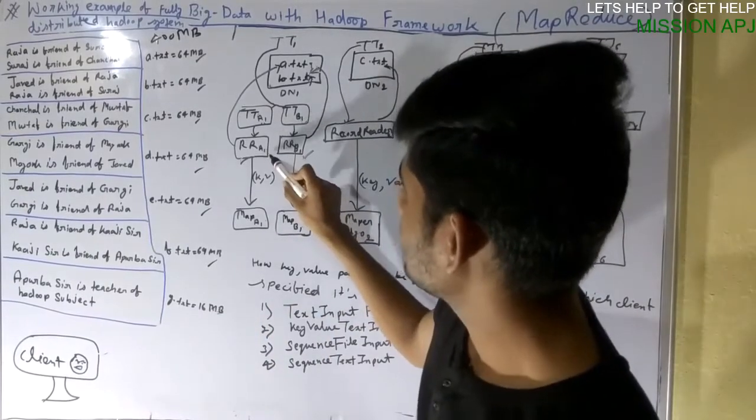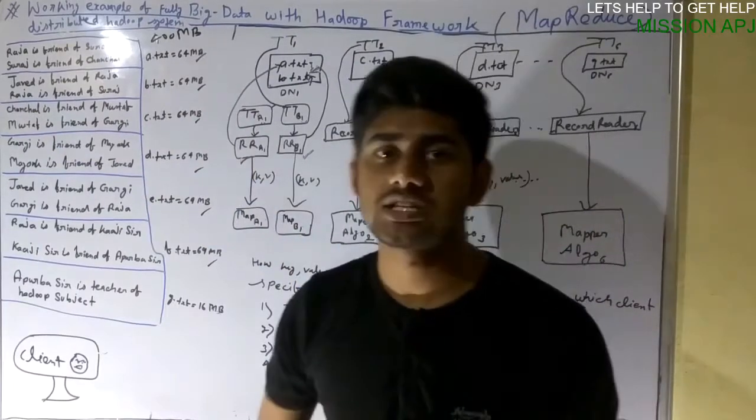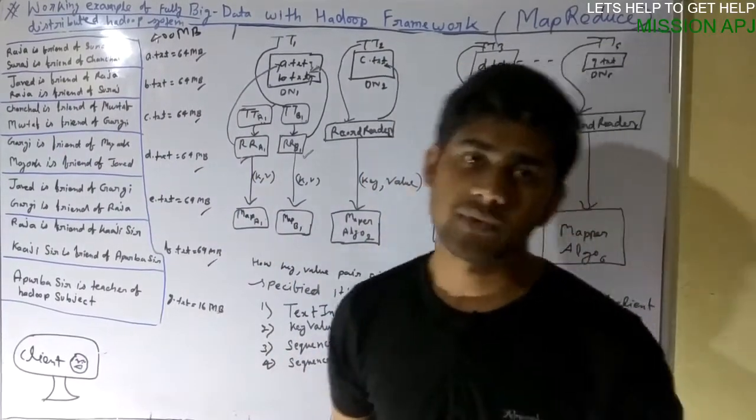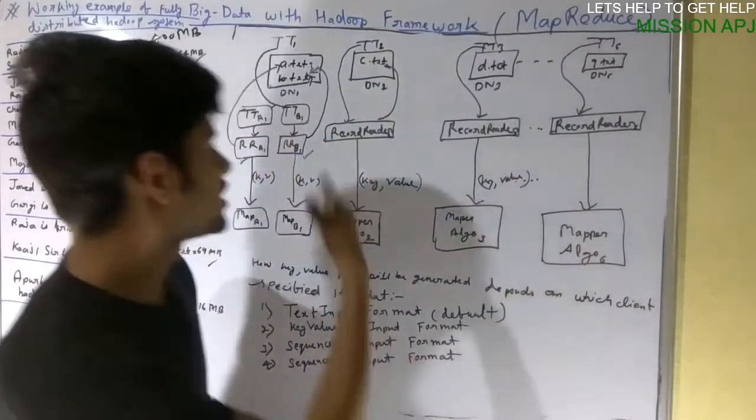Now record reader A1 will again go to the second line. It will read the second line. It will give another key comma value pair and it will feed it to the mapper A1. Fine. In this way, every record reader is doing its own job.